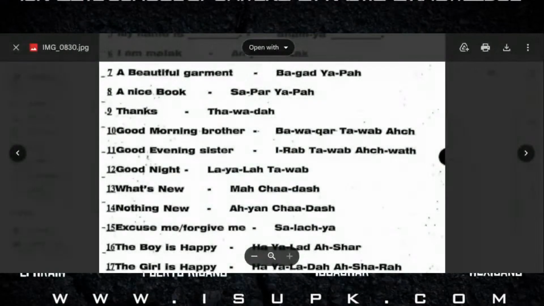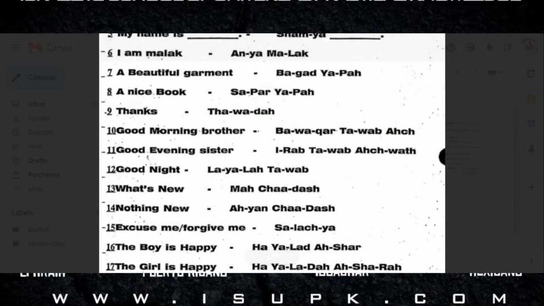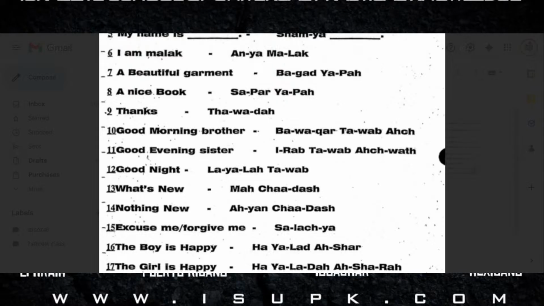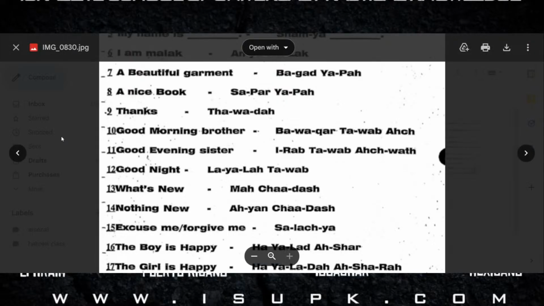Now, that's good. Let's go on to the next one. Let's see what other phrases we have, right? So you say a nice book. You might have picked up one of the different types of books that we use to study. Right here we got the Pictorial Bible Dictionary, right? You might want to say that's a nice book. And this is how you say a nice book. Sapar Yapa, right?